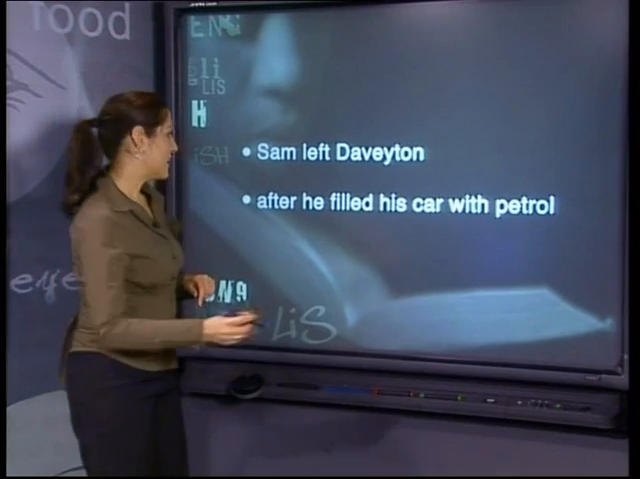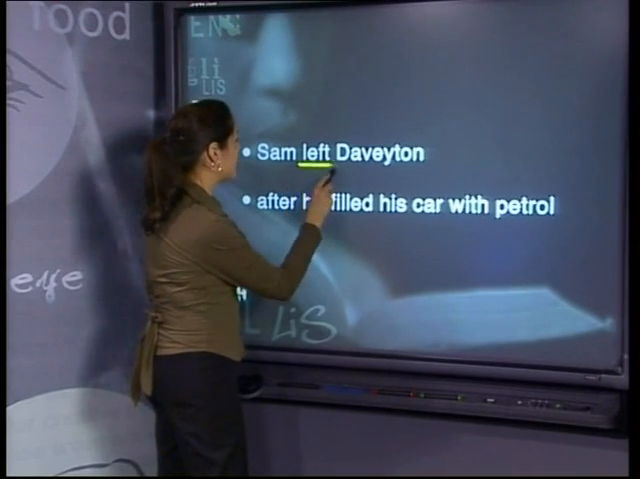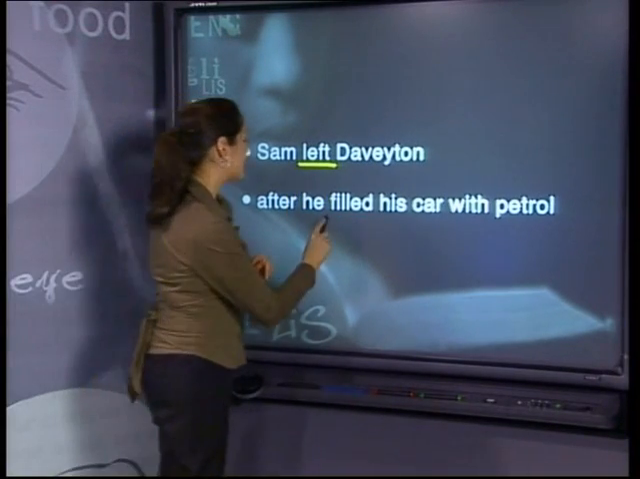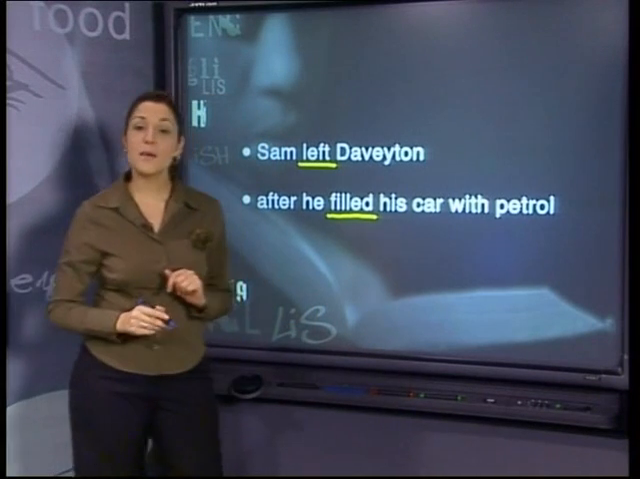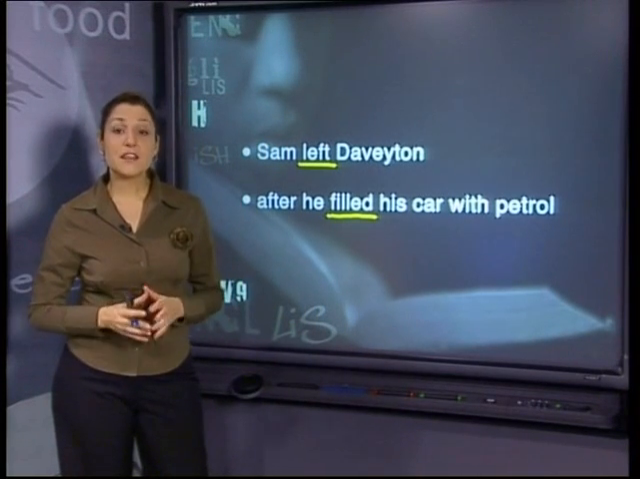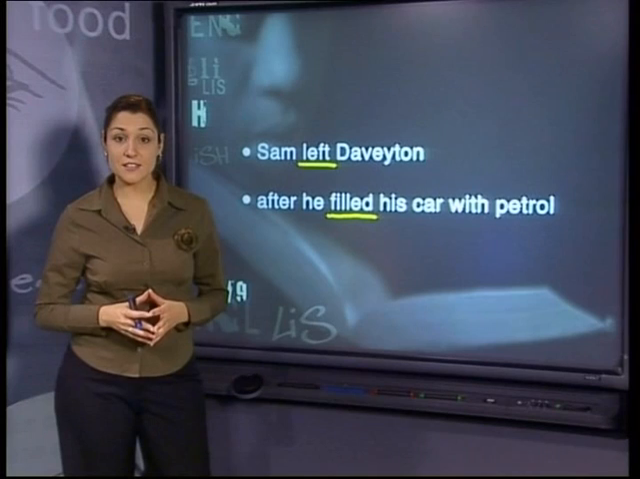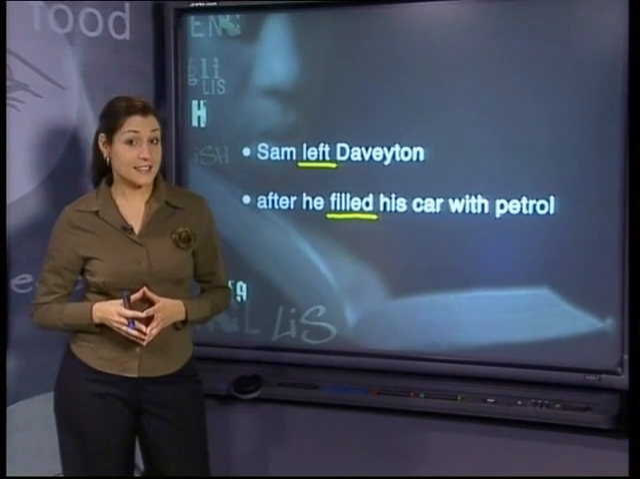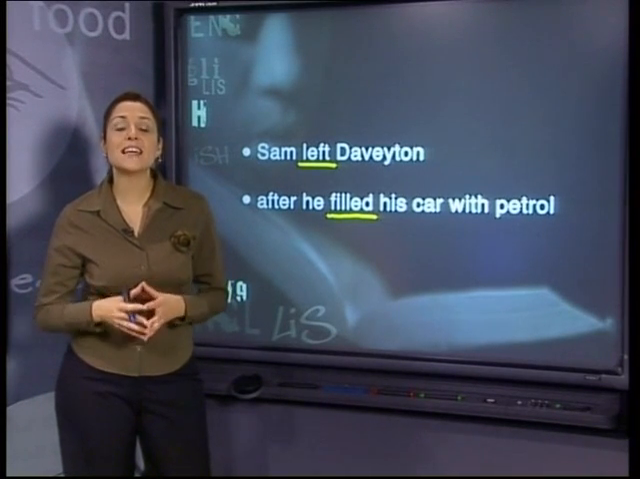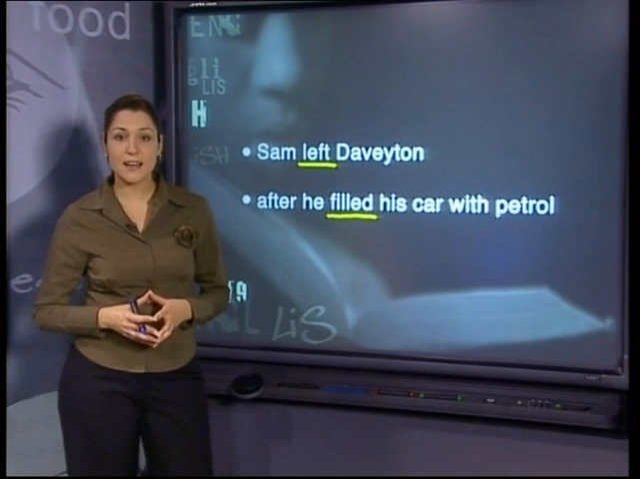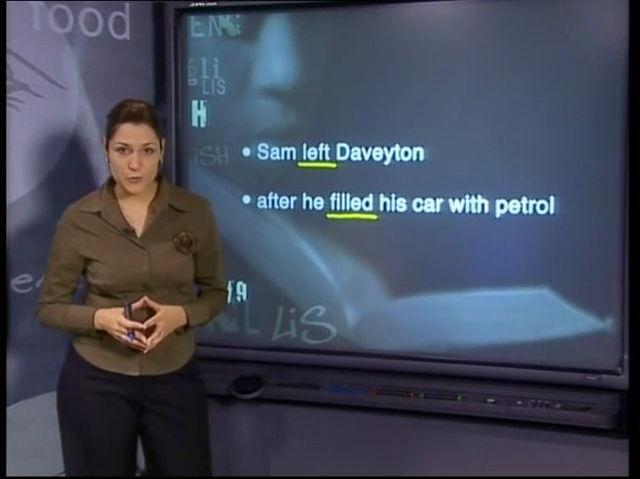There are two finite verbs. Sam left Davidton and he filled his car with petrol. That means there are two clauses in the sentence. Two clauses in the sentence. Now, which one of them can stand on its own and make sense? That will be the main clause.